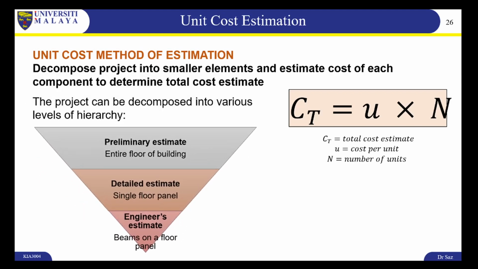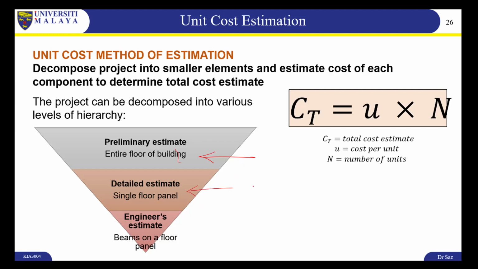So in this example, we have a preliminary estimate, which is the entire floor of the building. So that's really a rough estimate. In this case, the estimate here would be how much does a floor cost? One floor. How much does one floor of this building cost? And the second part is a detailed estimate. So it's getting more narrow. The scope is getting narrower.